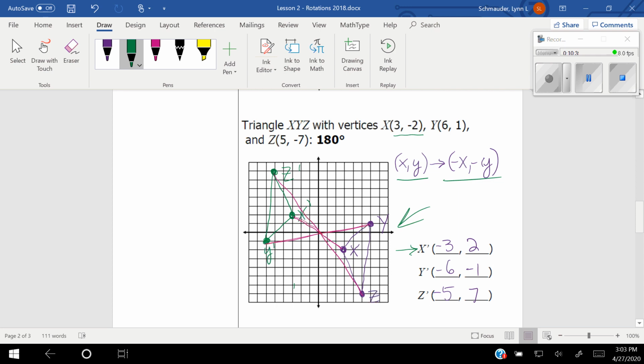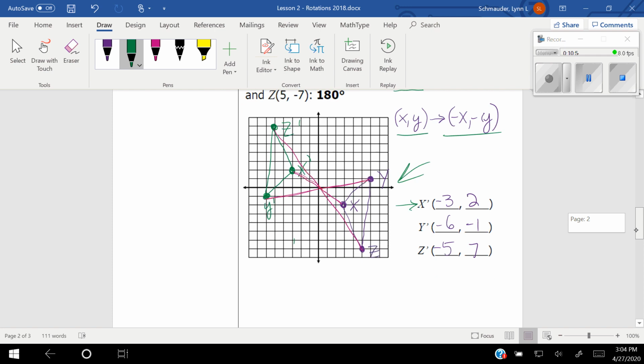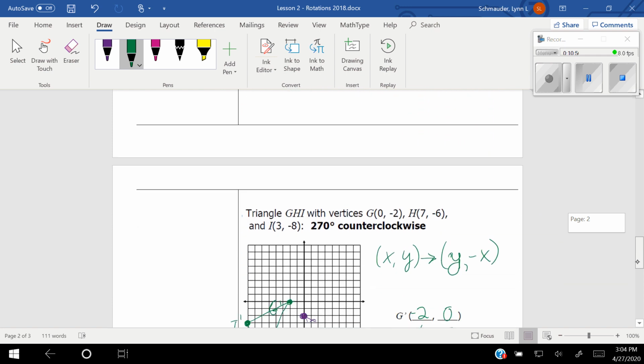And you can see that I drew the pink lines or red lines in here to indicate that the angle of rotation is indeed 180 degrees, and you can also see that those segments from the center of rotation to the image and pre-image are congruent.